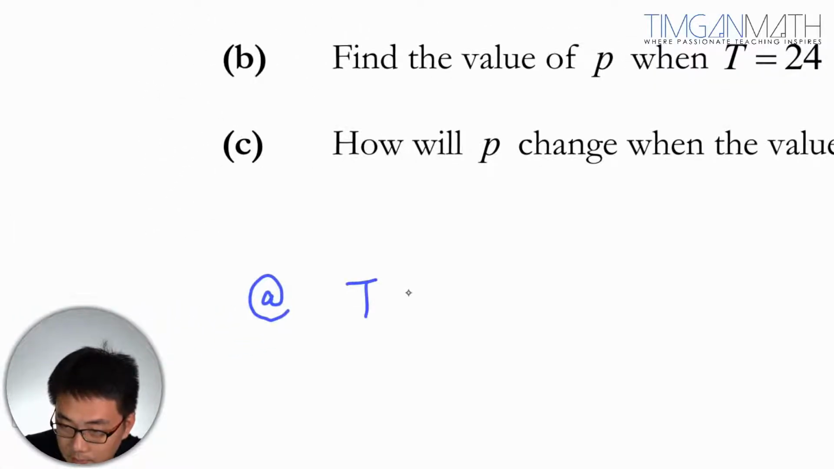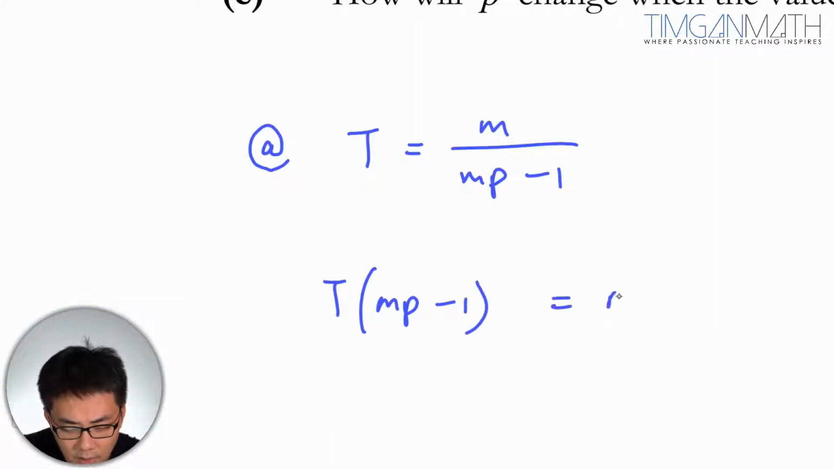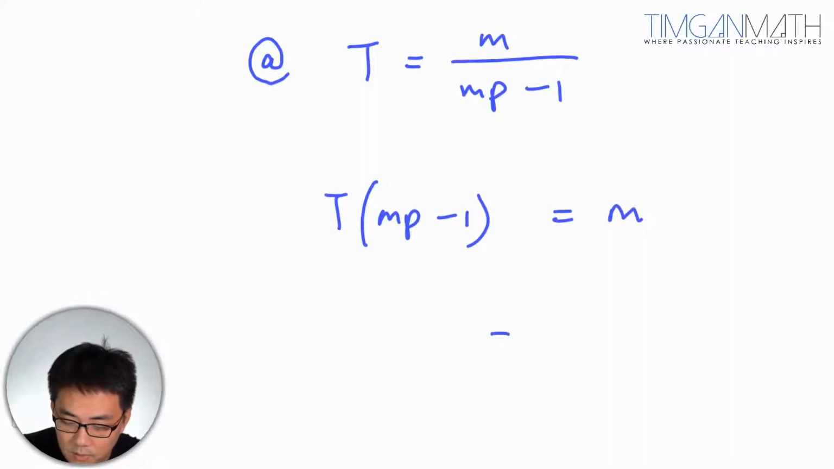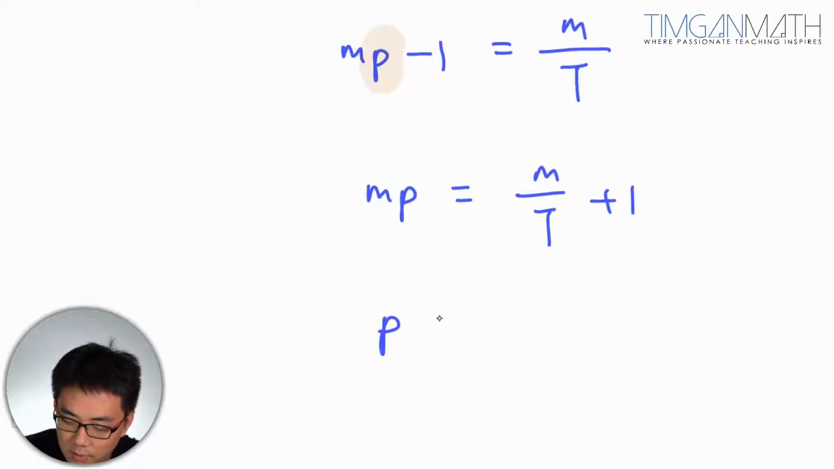So t equals m over mp minus 1. The first thing is to make p out of the denominator, so multiply both sides with mp minus 1. You get m over t equals mp minus 1. Okay, so what I need to do now is make p the subject, and mp would just be m over t plus 1, and here I could just divide both sides by m.